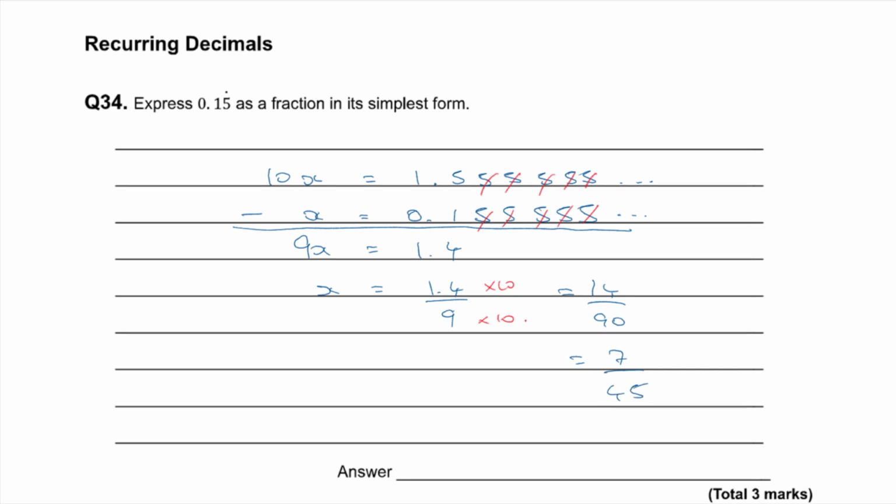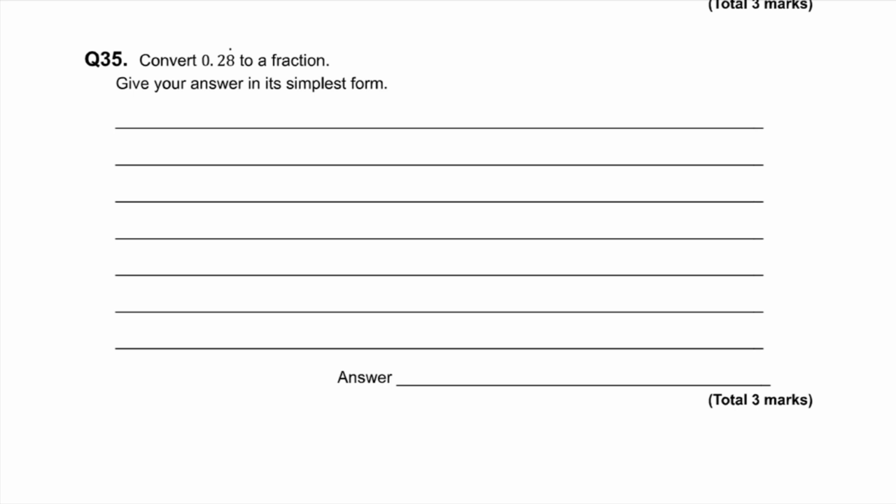Go any further? Nope, don't think so. 7 has only got factors 1 and 7, and 7 does not go into 45. So that is my most simple answer, 7 over 45. Similar question here. Convert 0.28 reoccurring to a fraction. Give your answer in its simplest form.